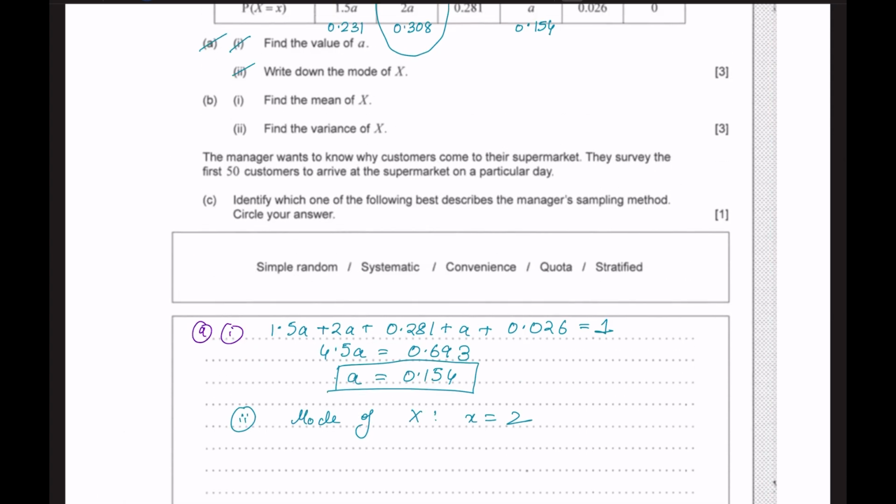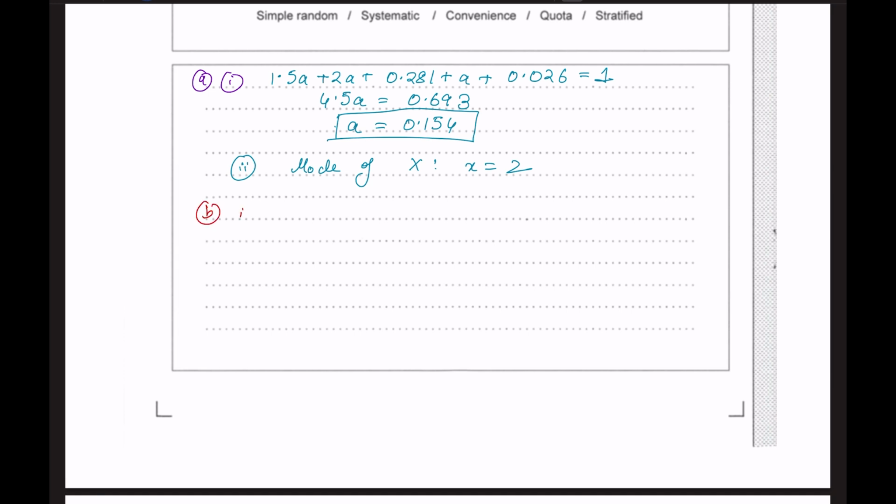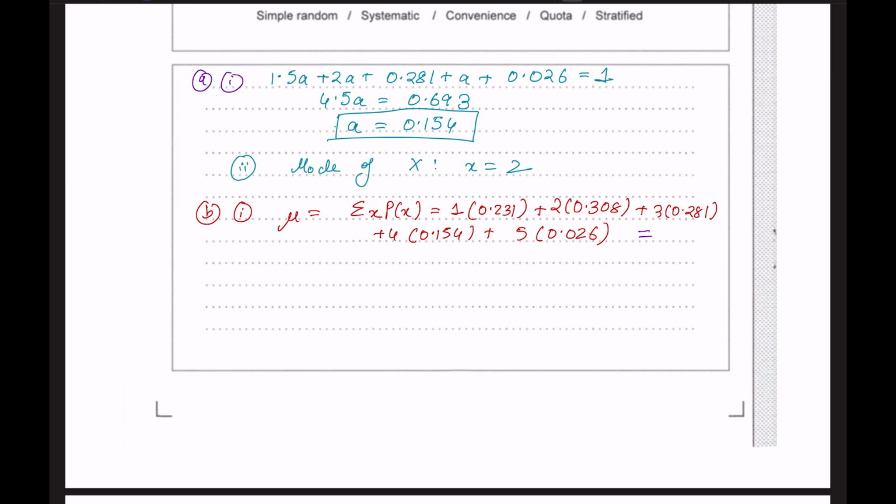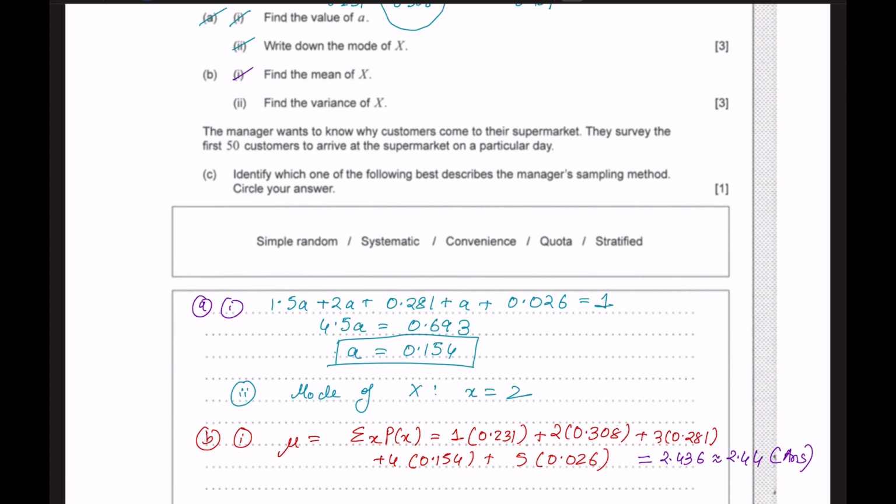Part A is done. We have to find the mean of x. For mean, we can use the mean formula. Mean is summation of x times p(x). So when x is 1, p is 0.231. X is 2, it's 0.308. X is 3, it's 0.281. And X is 4, it's 0.154. X is 5, it's 0.026. Above 5, everything is 0. I don't have to consider that. And if I plug it in my calculator, I'll get 2.436, which I'll round to 2.44, which is the value of your mean.